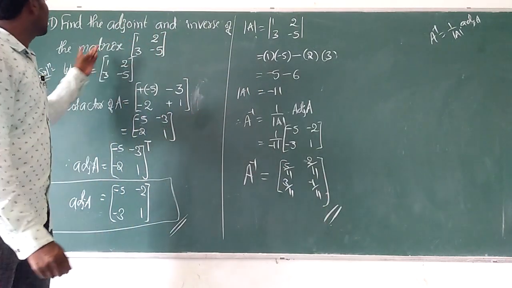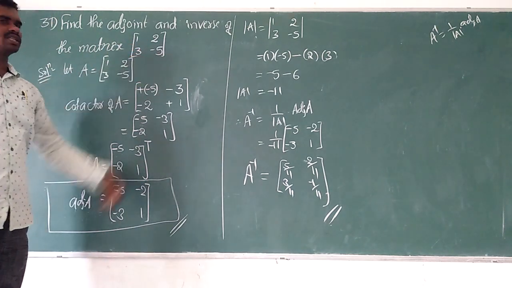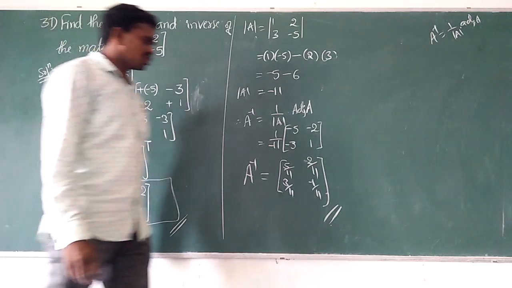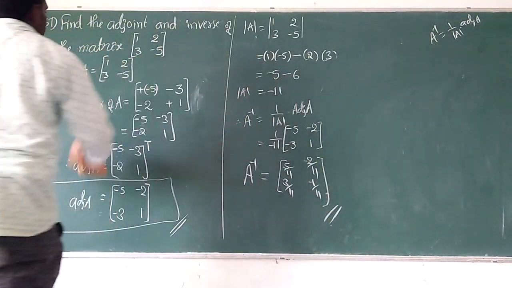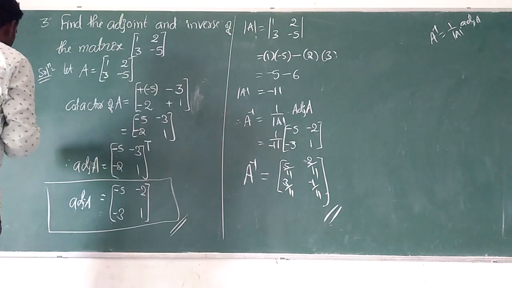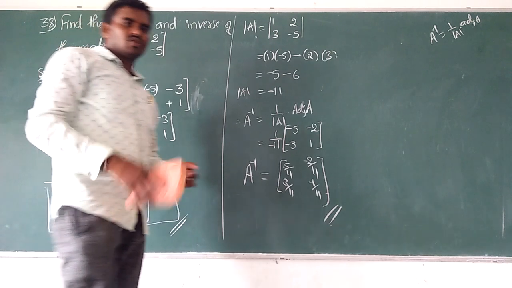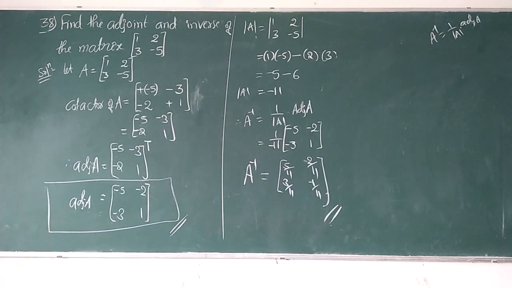In this way we can find the adjoint and inverse of a given 2 by 2 square matrix. Very clear? Do you want one more question? One important question is there in this concept. So the 37th is over. Next, the 38th question. Don't feel bored, this is your new learning.